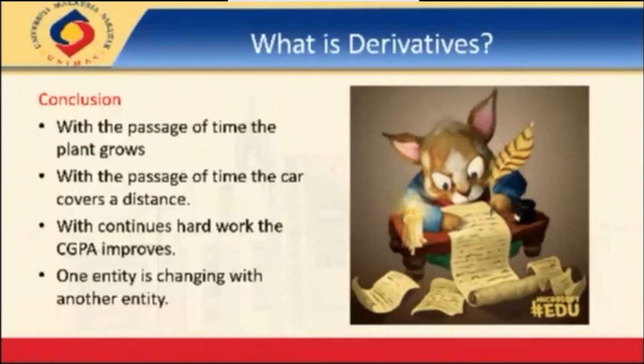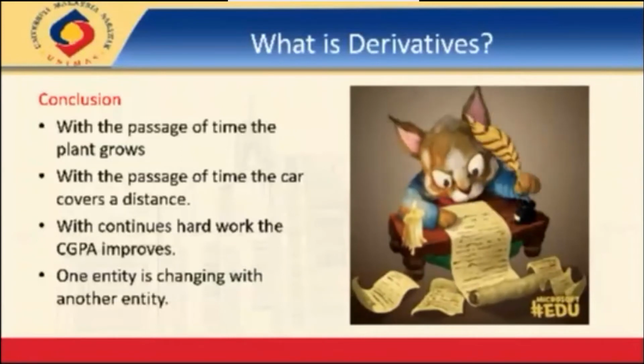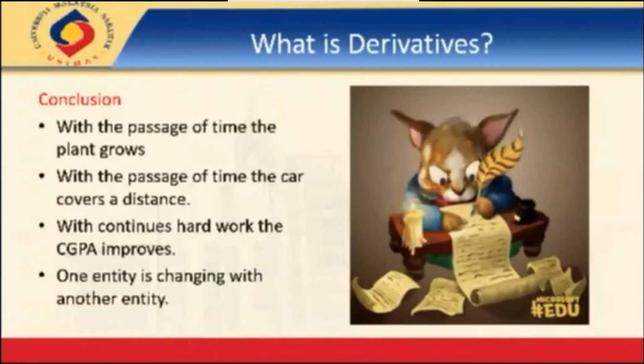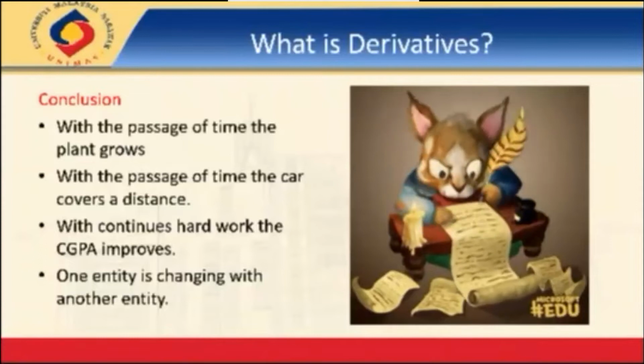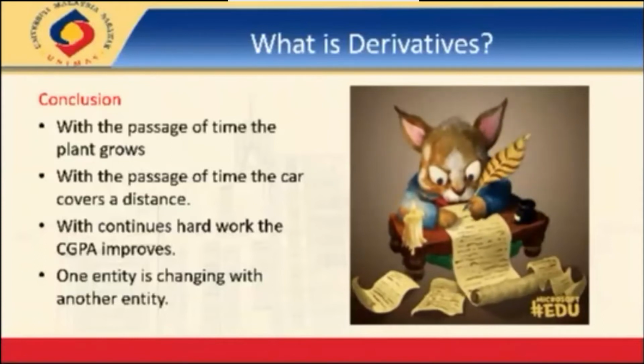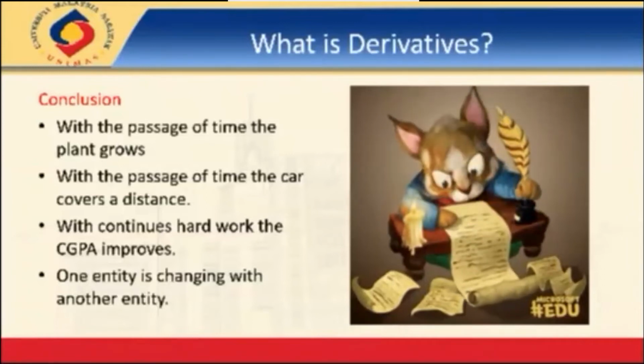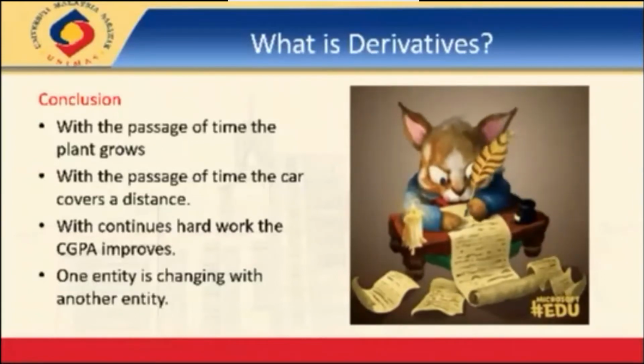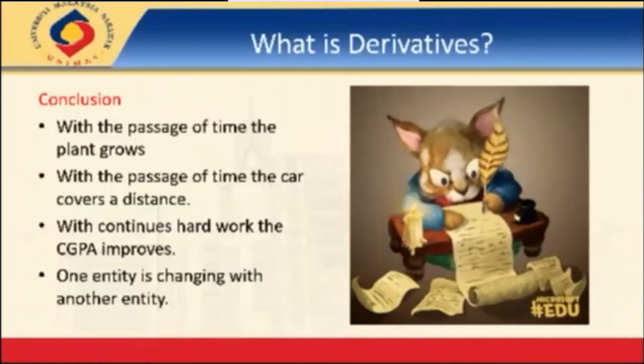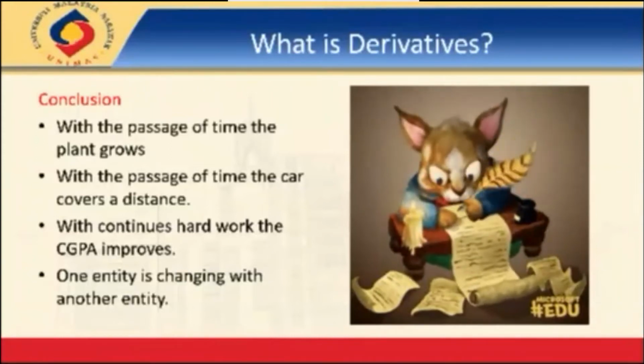So the conclusion is something like this: one entity is changing with another entity. For example, the plant grows, so the height of the plant is changing with time. The CGPA is changing with time. If you are working hard, the CGPA will change. So this changing nature plays a very important role, and this is our main topic today.